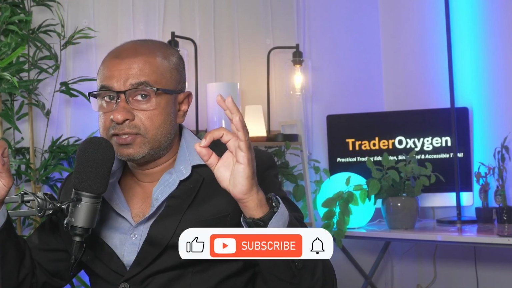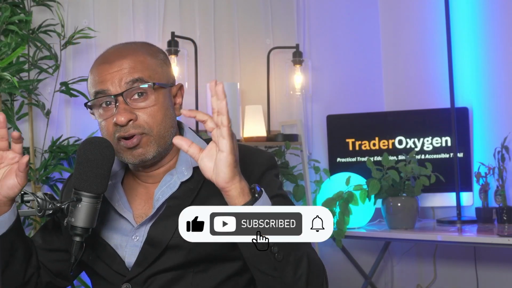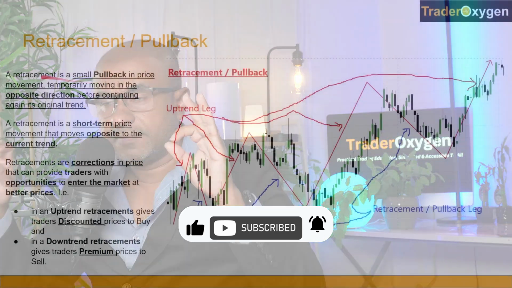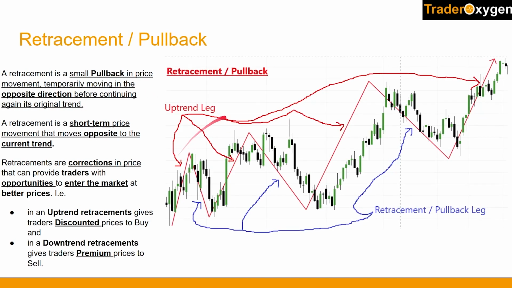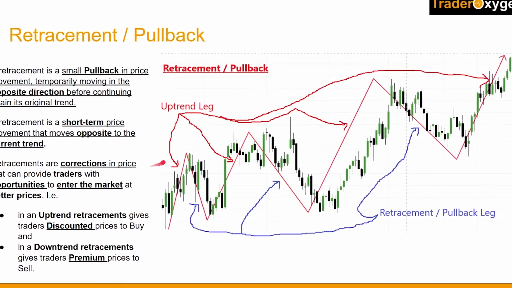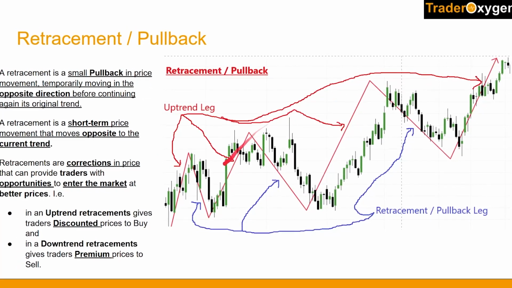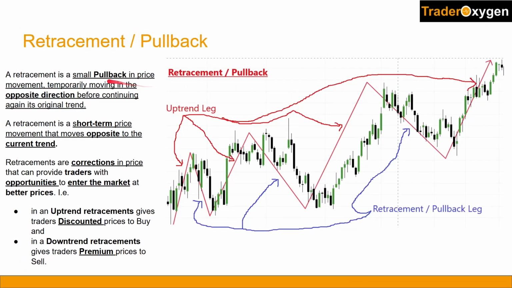Okay, so now let's look at how to correctly figure out retracements or pullbacks. A retracement is a small pullback in price movement, temporarily moving in the opposite direction before continuing with the current trend. So it's a small pullback. This is an example of an uptrend. So the price is supposed to go up in an uptrend. Price is going up. However, you can see small pullbacks. This is a pullback. This is a pullback.